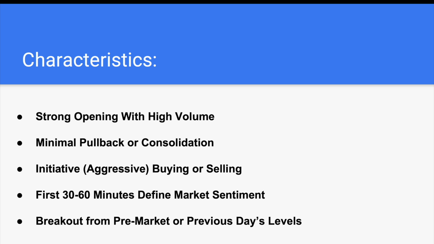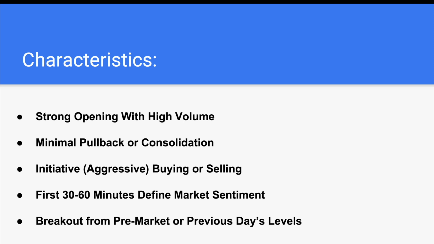What are the characteristics of Open Drive in market profile? First, it's a strong opening with high volume. When you see strong movement in one direction, it is generally accompanied by high volume. Second, minimum pullback or consolidation. The market moves in one direction and you won't see it move 100 points and then pull back 50 to 60 points. No, the pullback would be only around 10 to 20%, and there would be very little consolidation.